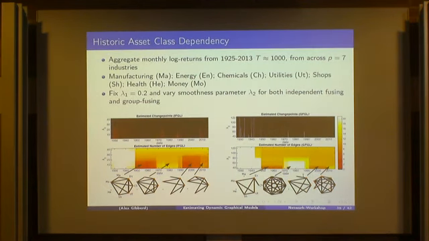Now, just to finish up with some applications, this is a monthly log return from 1925 to 2013, so T is really large. This is probably not the ideal example of high dimension, but anyway, P, there are 7 industries, and I have lambda 1.2, and I fix my shrinkage parameter and vary my smoothness parameter over independent fusing and group fusing.